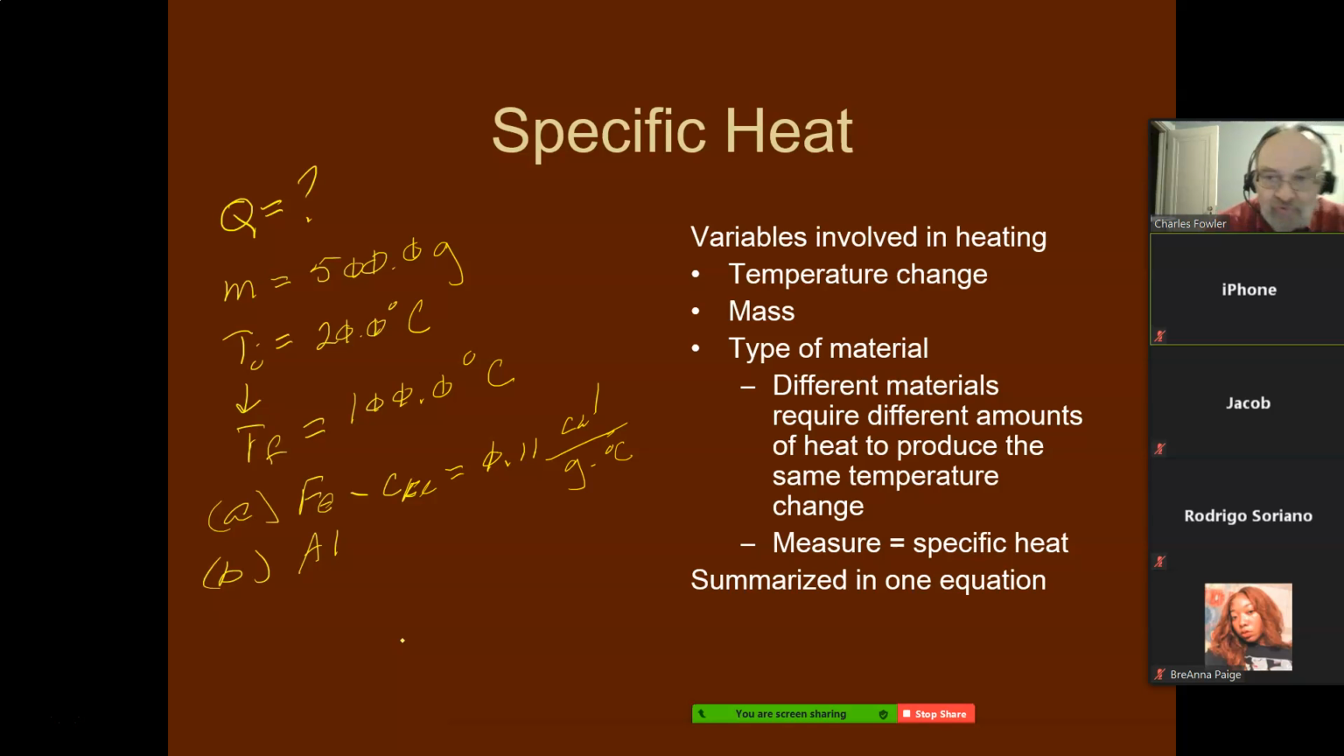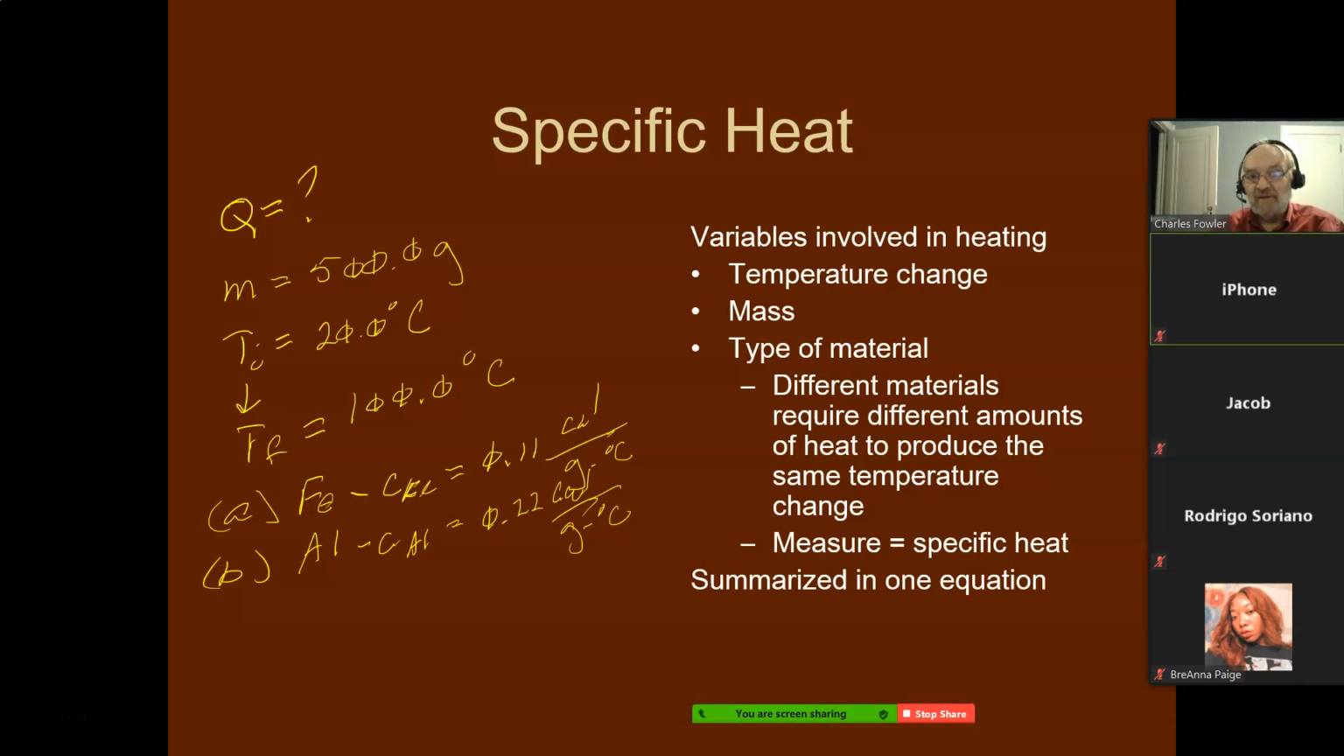Aluminum was 0.22. So the specific heat for aluminum, C for aluminum, is 0.22 calories per gram degree Celsius. Okay.